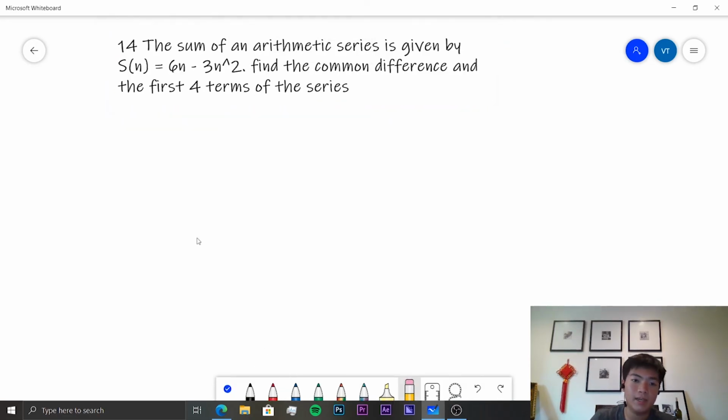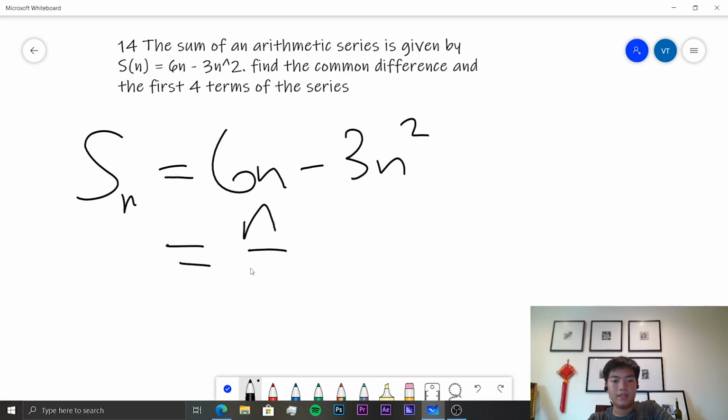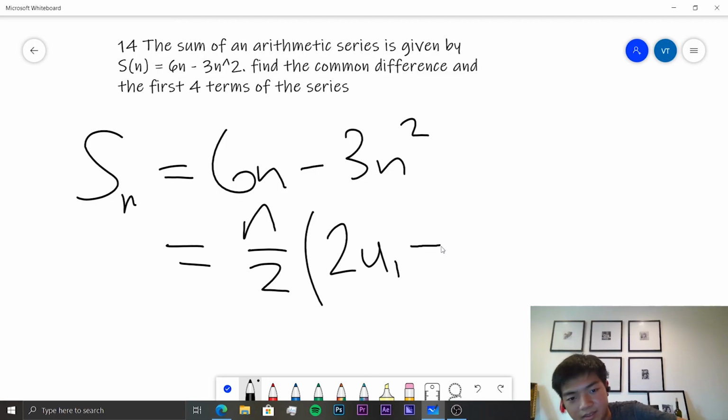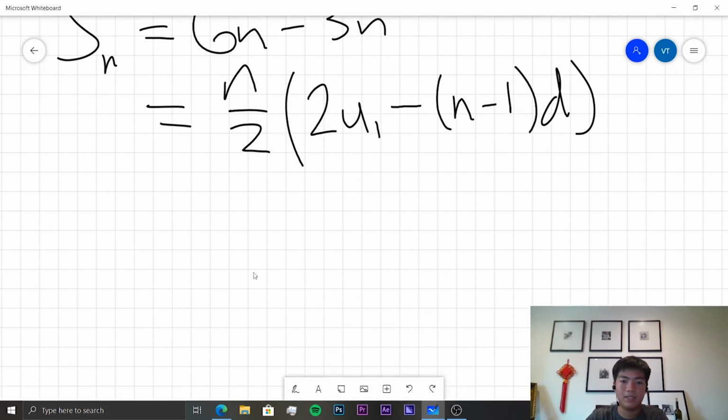Okay, so they're giving us that Sn is equal to 6n minus 3n squared, but we also know that Sn is equal to n divided by 2 times 2u1 minus n minus 1 times the difference. So what we really want to do is expand all of this.